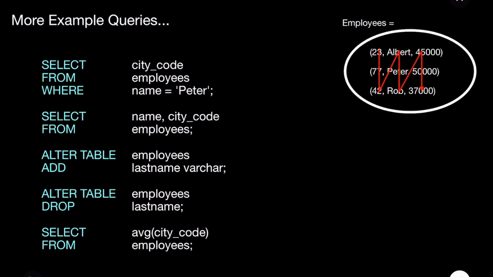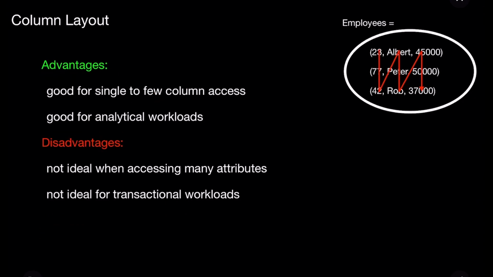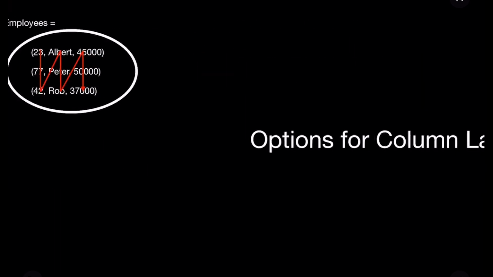It's not only city code, be careful. That's the stuff that's being displayed. But name I have to read in order to be able to evaluate the condition. If there's an index, does it work for me? I don't have to do that. But if it's a scan, so basically I have to scan all of the tuples, I really have to read them. It's those two attributes that I have to look at. So two portions from that linearization order. Okay, again, those are the advantages. So it's good for single to few column access, good for analytical workloads. Not ideal when accessing many attributes, not ideal for transactional workloads.